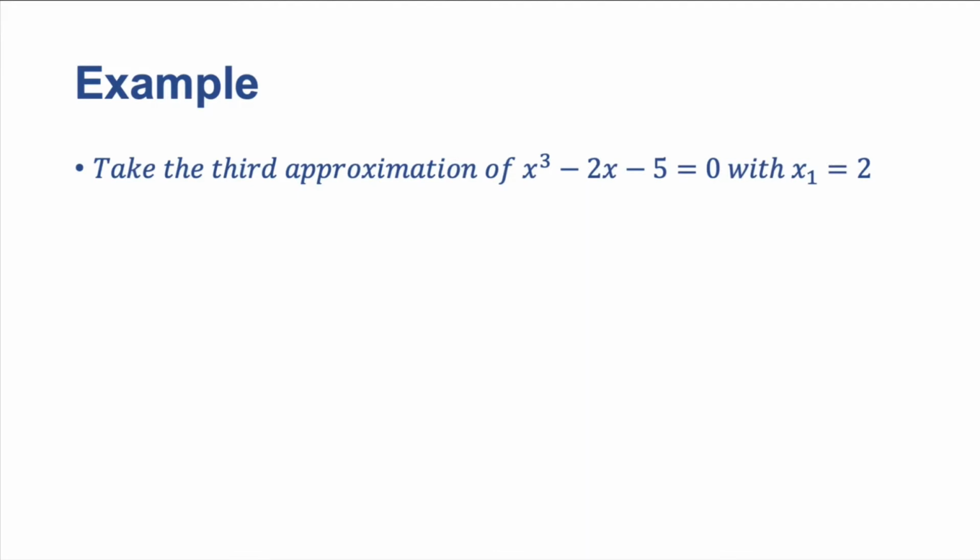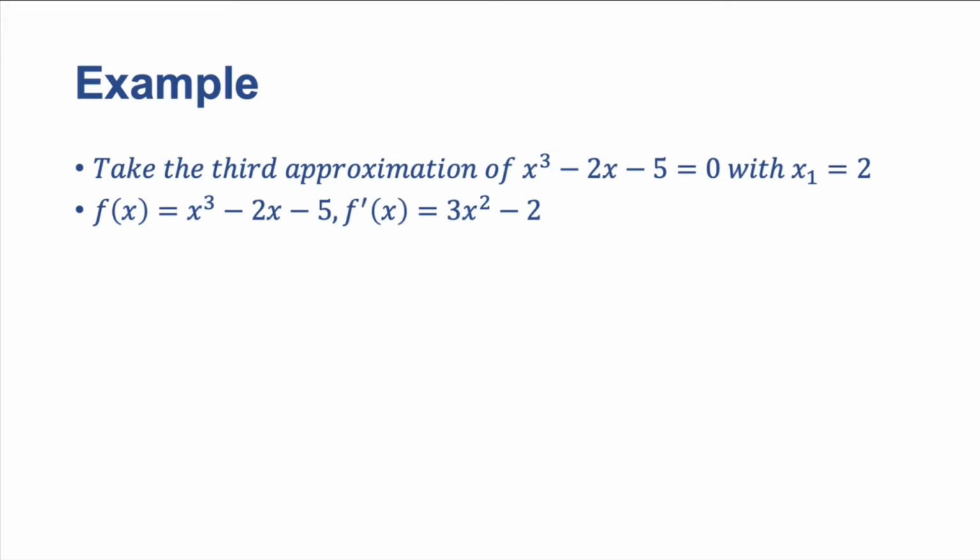But first, why don't we find the derivative? So we know f of x is equal to x cubed minus 2x minus 5. Taking the derivative of this is really easy. We just reduce it. So we get f prime of x is going to be equal to 3x squared minus 2.